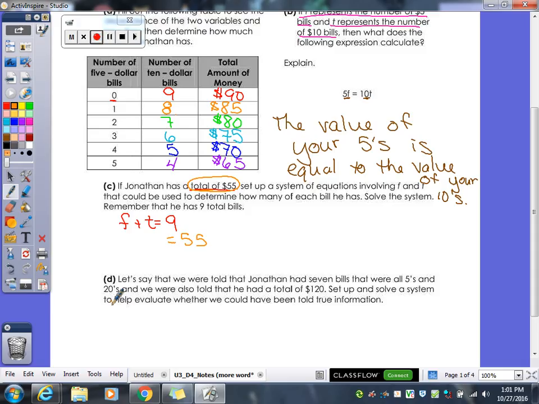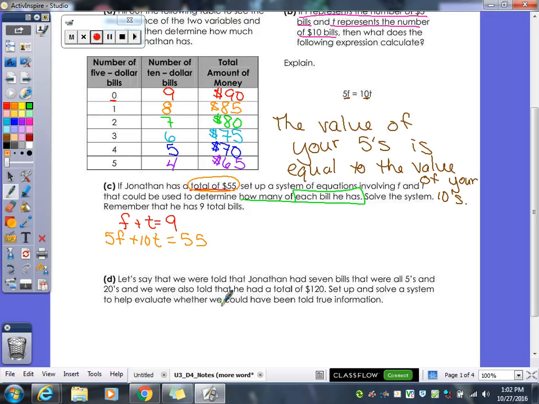What does our F mean? 5 times your F, because it's $5 times your number of $5s, plus what? 10T, $10 times your number of 10s. Money plus money equals money. That's what we were talking about last time. So which one are we solving for? 5s, 10s, or both? Both. We've got to get both of them in the long run.